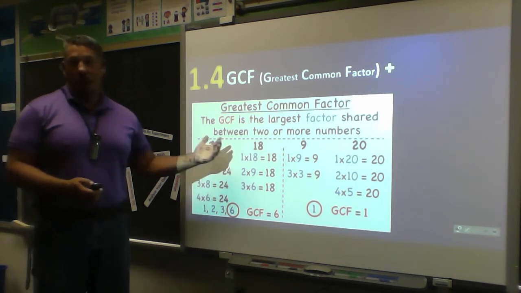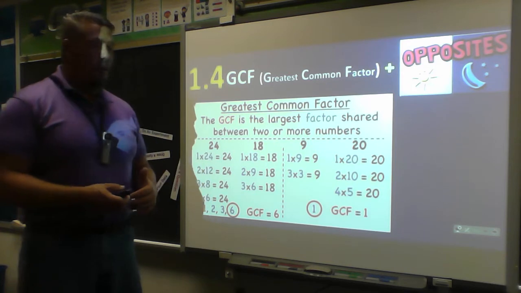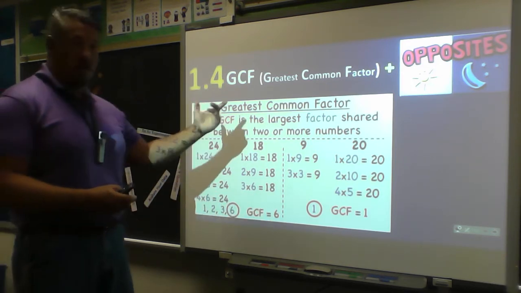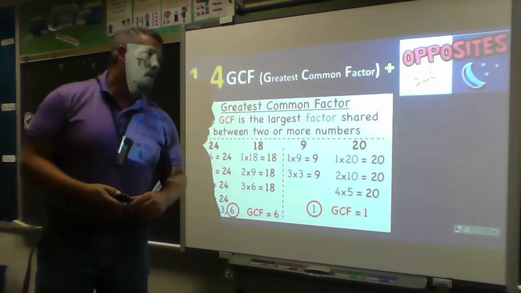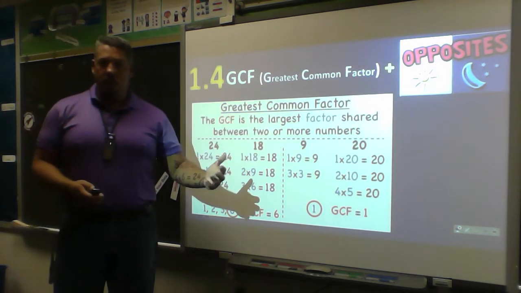Now, this is basically opposite of what we just did. So in our last lesson in 1.3, we were looking at the LCM, the least common multiple. And this is just the opposite, because now it's the greatest common factor. The addition sign means that we have that second lesson, which I mentioned.